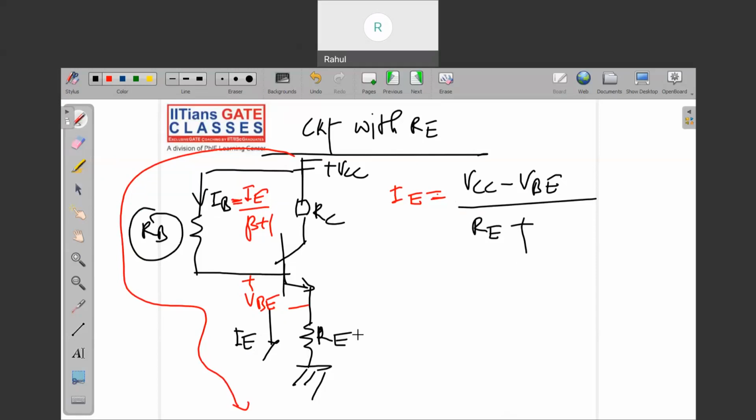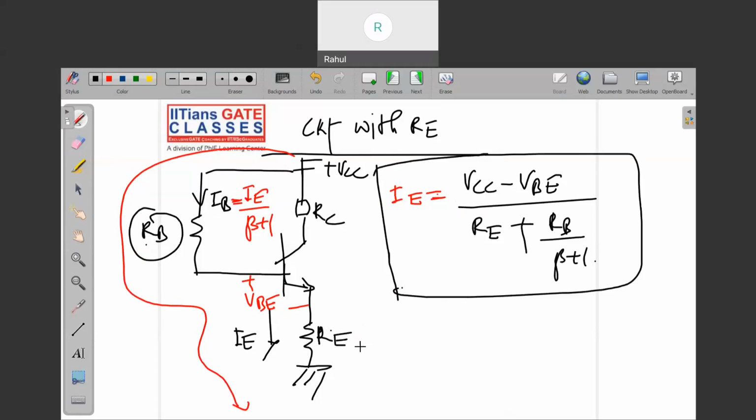So IE equals VCC minus VBE upon IE times RE, meaning RE plus this resistance RB will come this side. So what will happen? RB by beta plus 1. If this RE goes that side, then it will be RE times beta plus 1. So there is a reflection of resistances. I will write it separately and explain that trick. You have to keep it in mind.